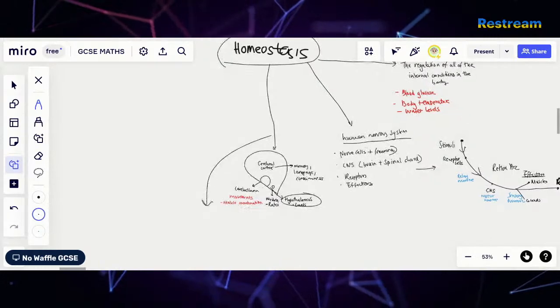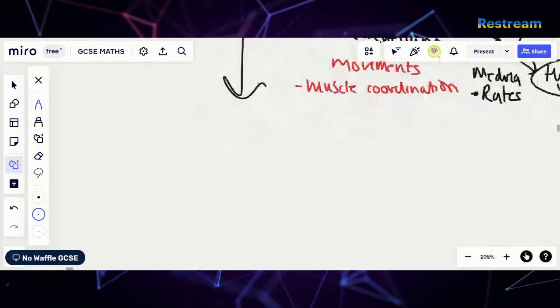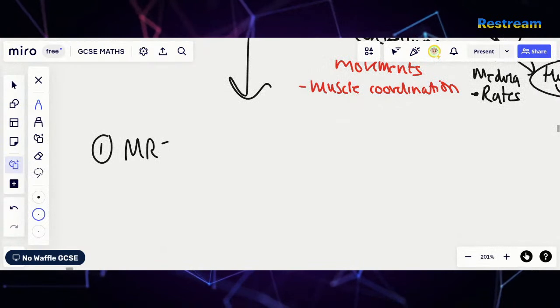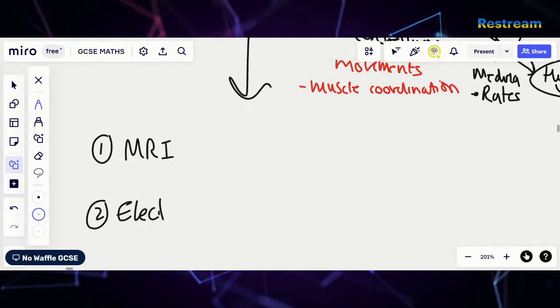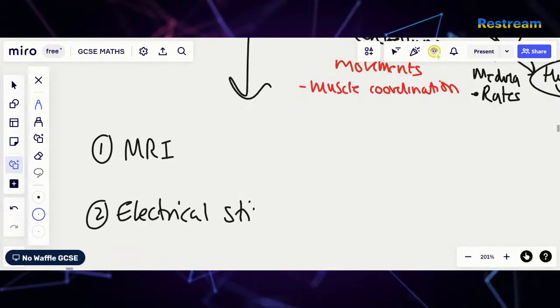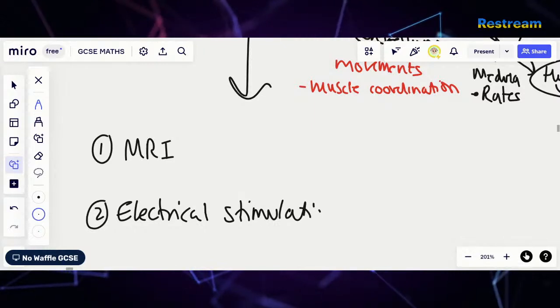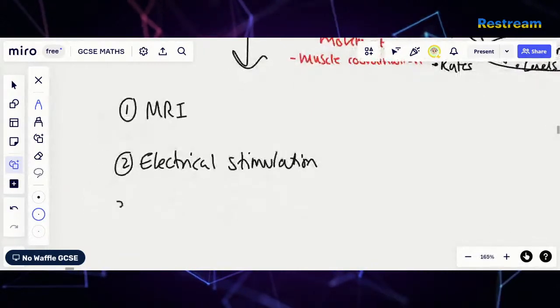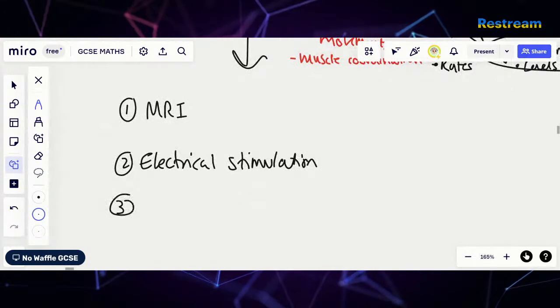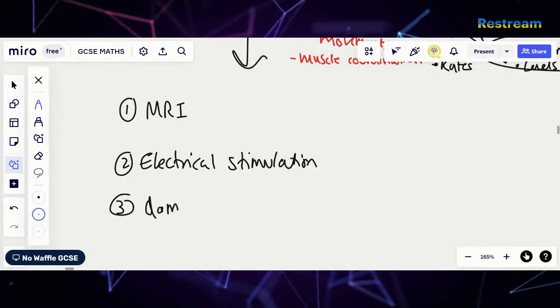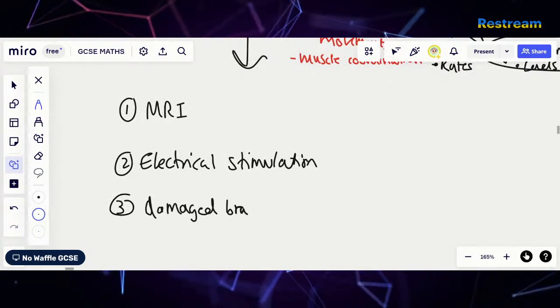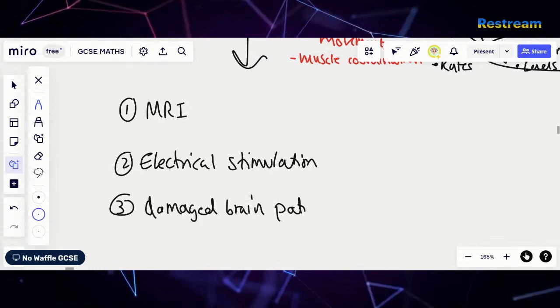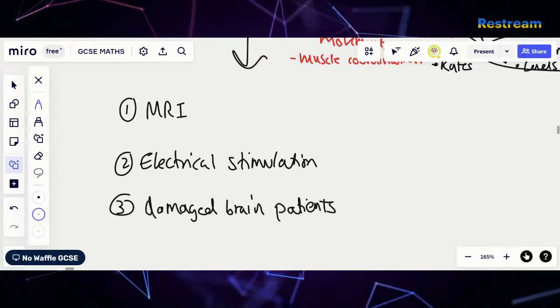So when we're investigating brain damage, there's three ways you can do it: MRI, electrical stimulation, or perhaps the most obvious one is looking at damaged brain patients. So let's start with the most straightforward one.